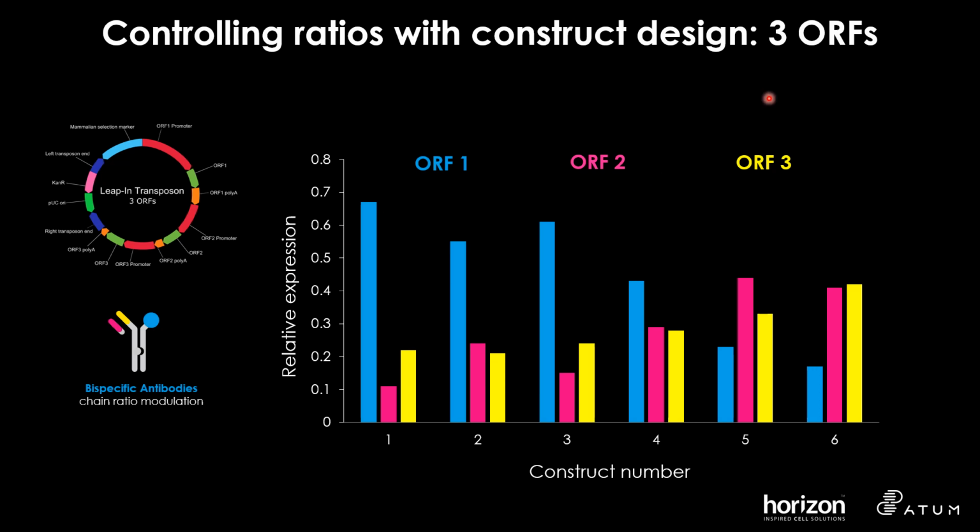There's a 3 open reading frame situation. Again, you can think about it as a knob-into-hole bispecific in this format, or any other 3-chain format that you may be using. In this case, 6 different vectors were designed, and you can see the relative ratios of the expressed open reading frames. So why does this matter, and how can it make a difference?